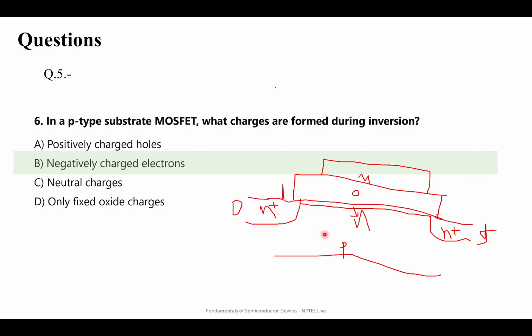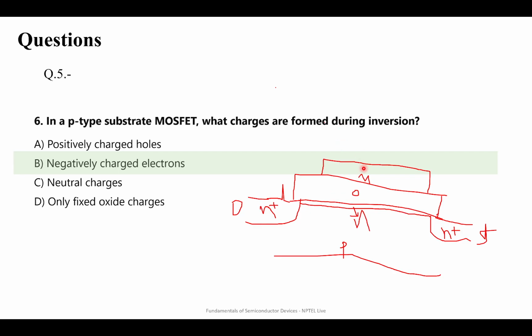Now, sir, my question is that here in this MOSFET, how can we identify the accumulation region, depletion region, and inversion region? In the case of metal, oxide, and semiconductor, you can see band bending. But sir, in the case of MOSFET, how can you draw the graph?